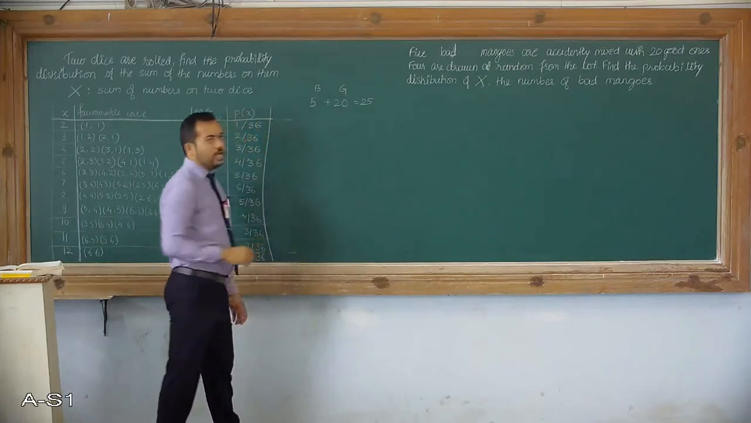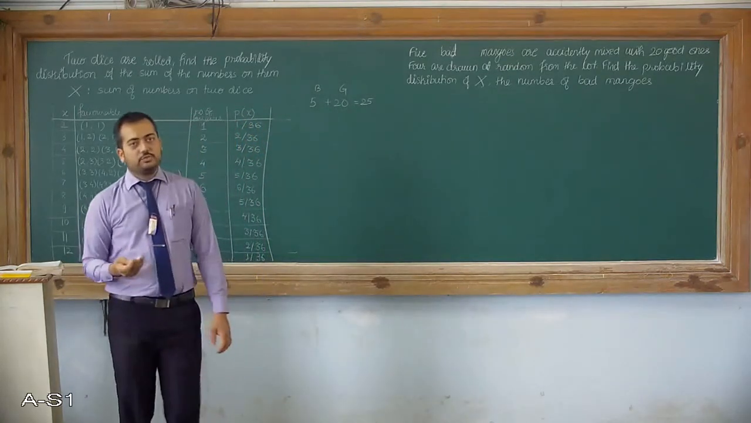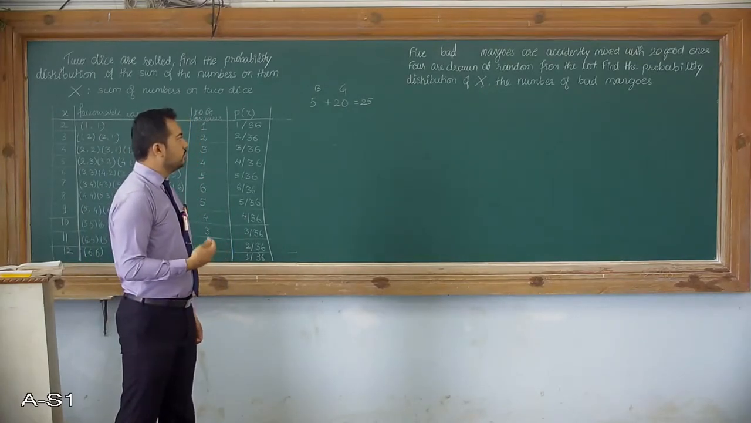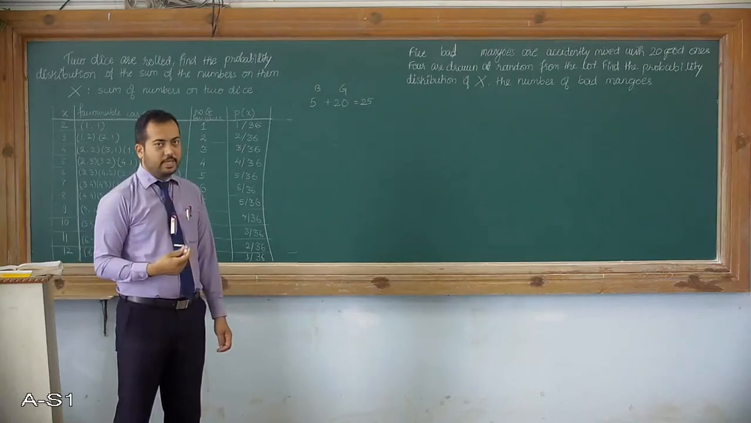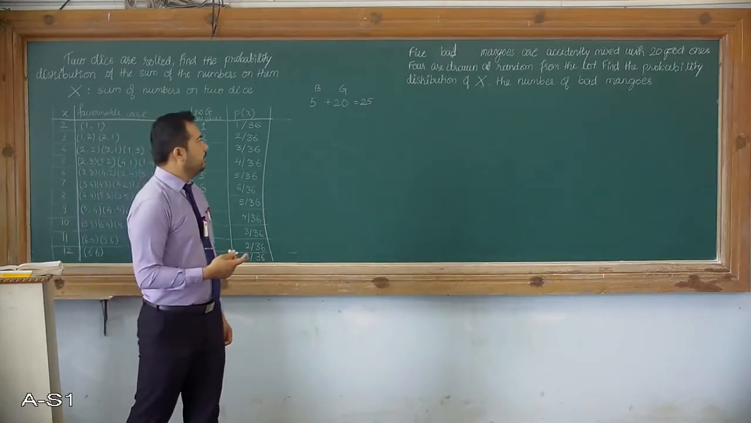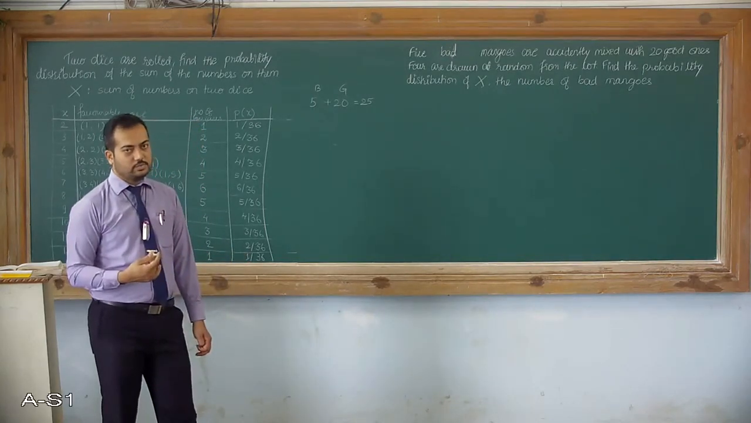So total mangoes we have is 25. From this, randomly we are choosing 4 of them at a time. So from 25 mangoes, we choose 4 out of them at random. Then we need to find the probability distribution X, which is the number of bad mangoes.